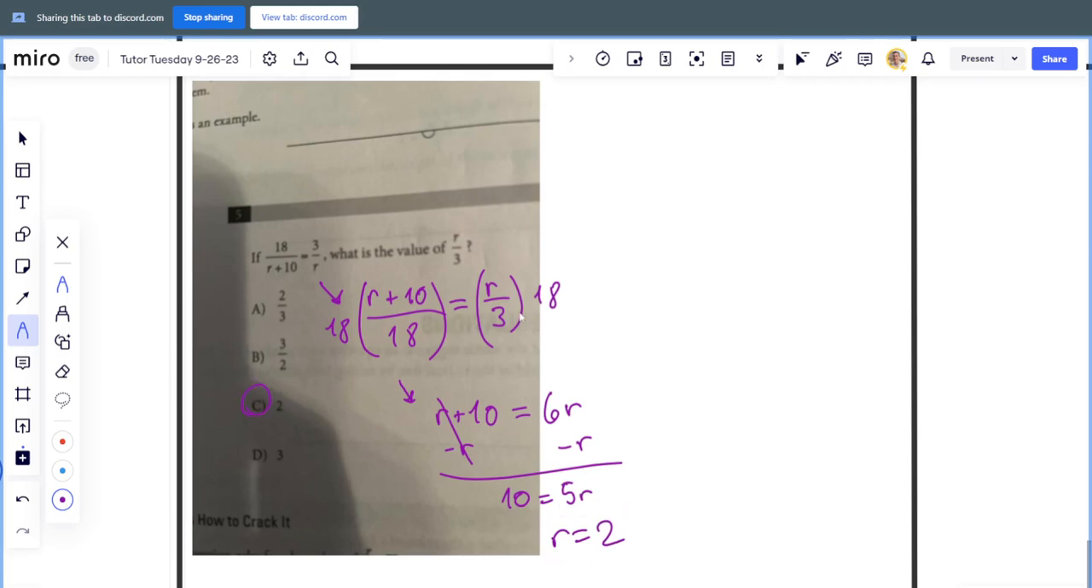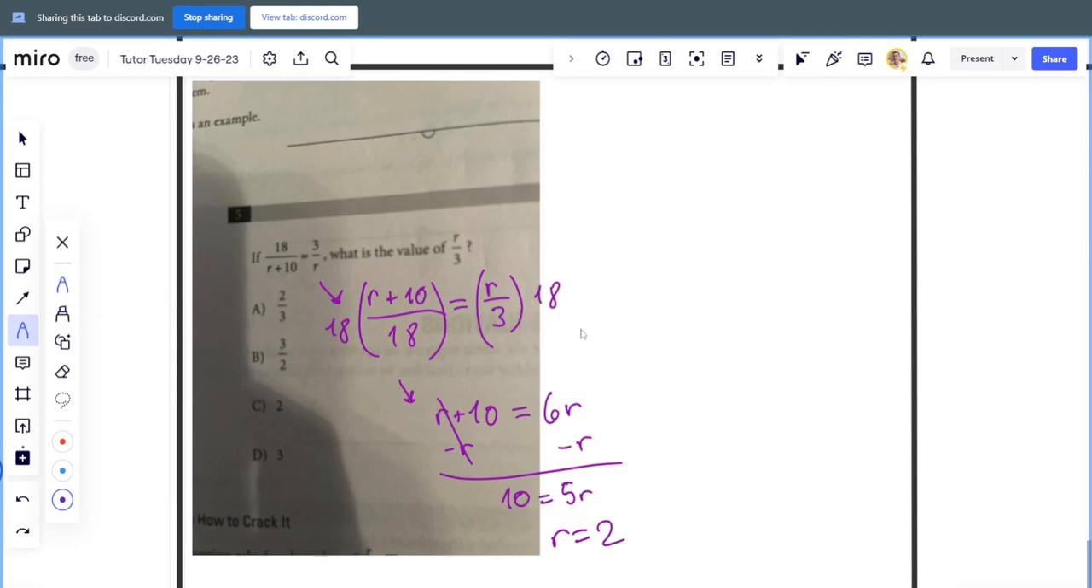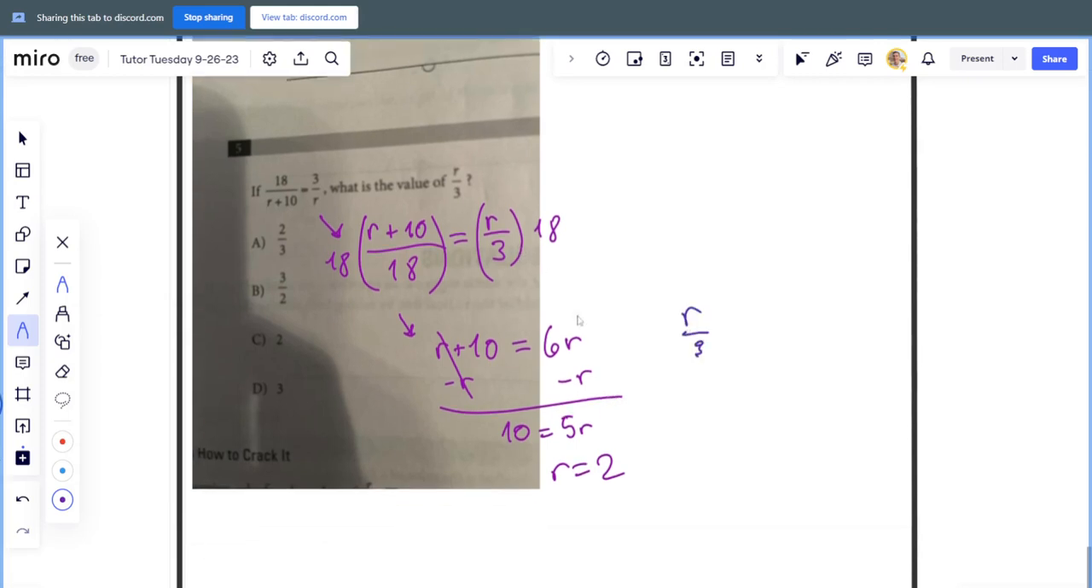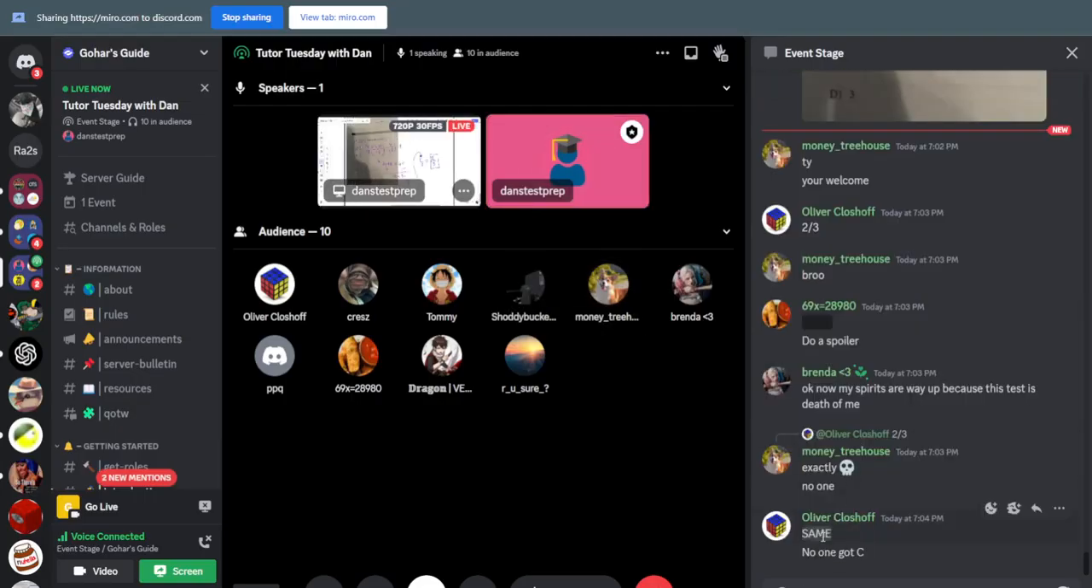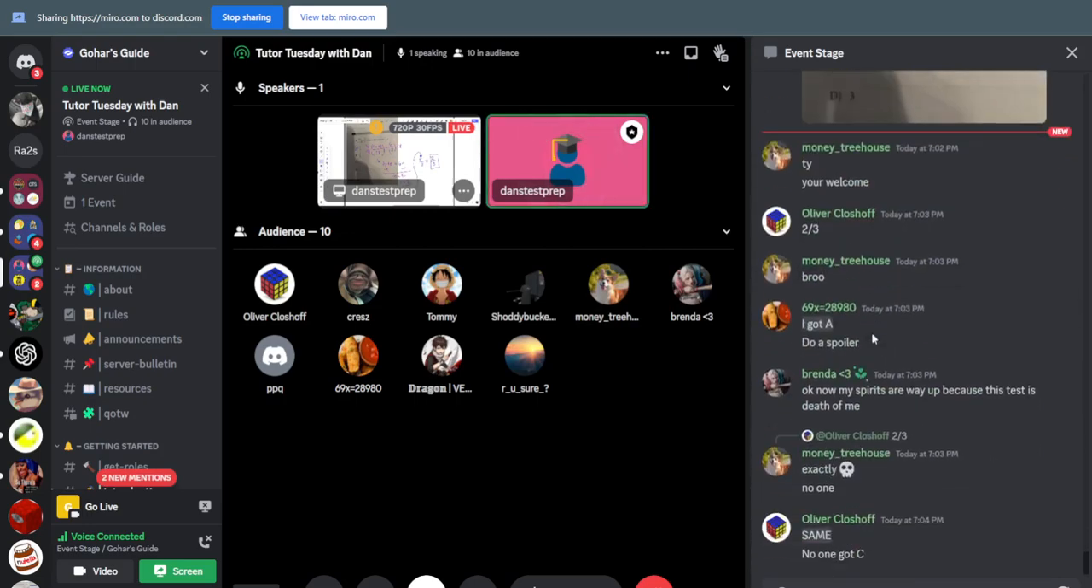So who said C? Because that would be wrong. Because we want to find the value of r over 3, which is equal to 2 over 3, plugging in that r equals 2 up into here. So finally, we get a solution of answer choice A. A, okay. You guys are good.